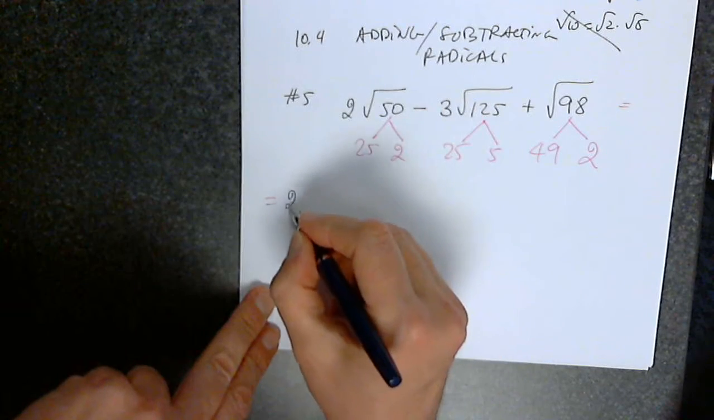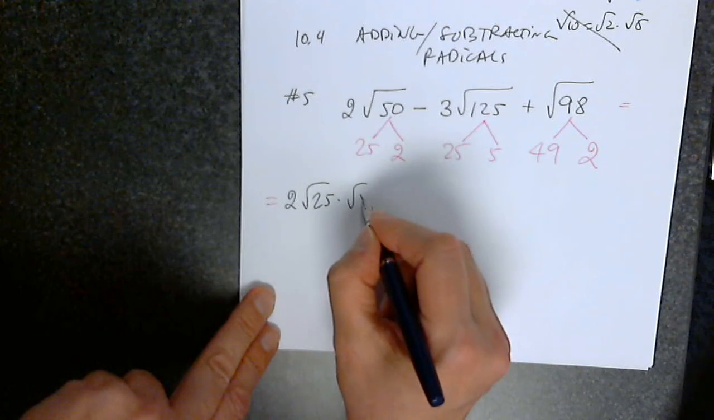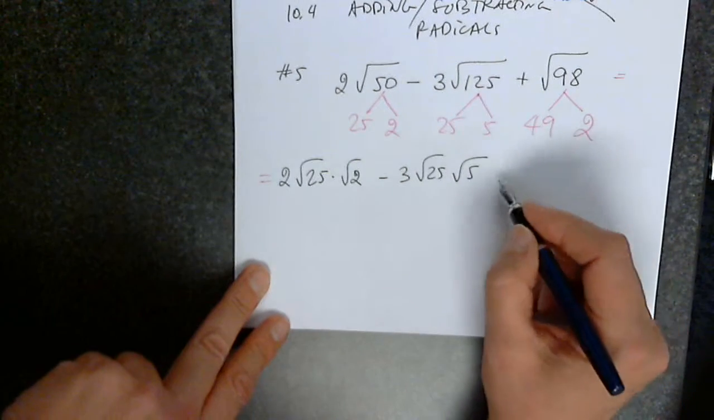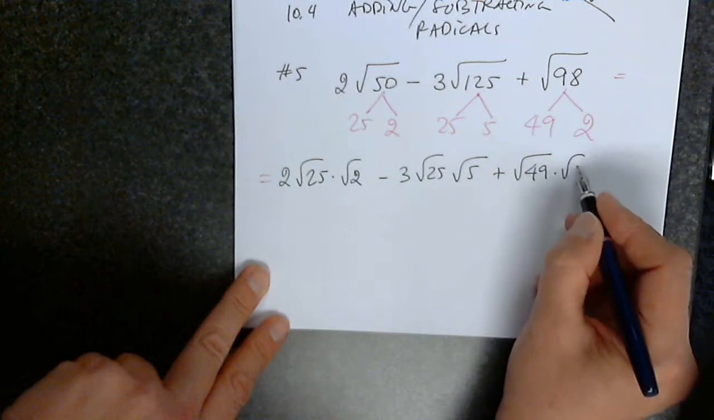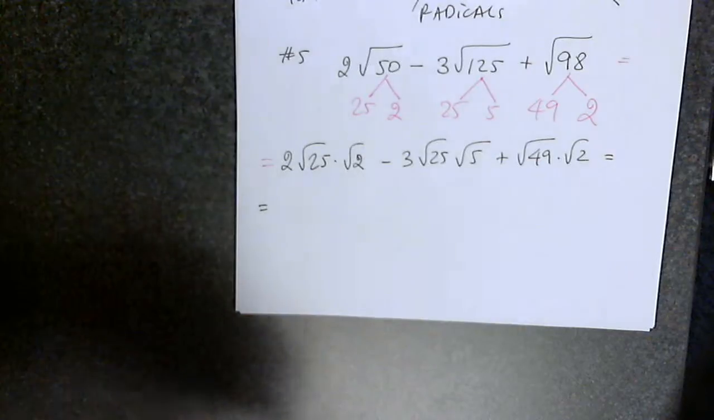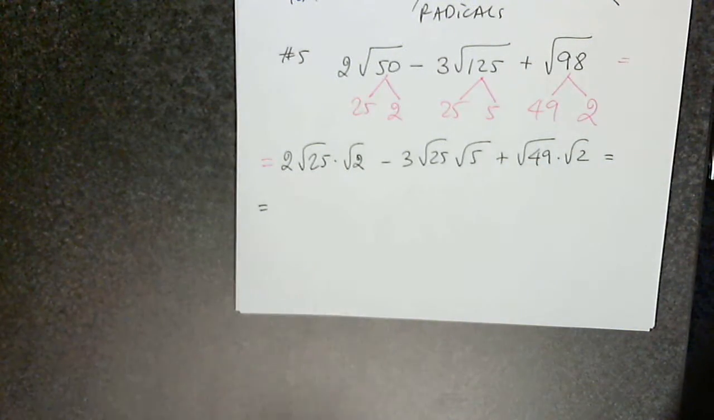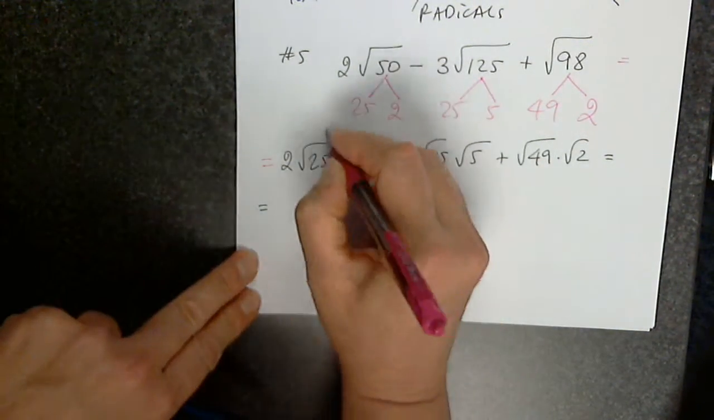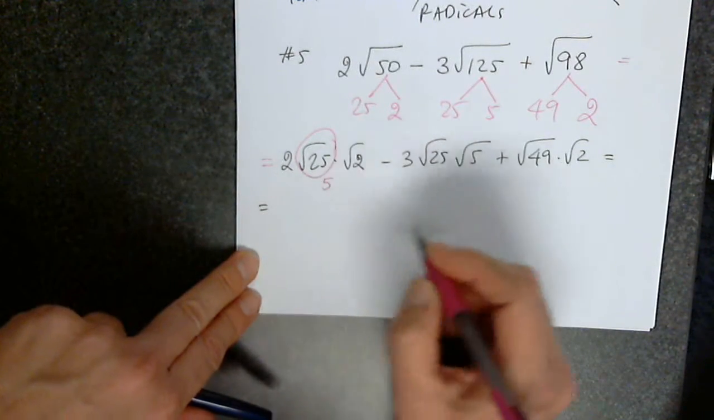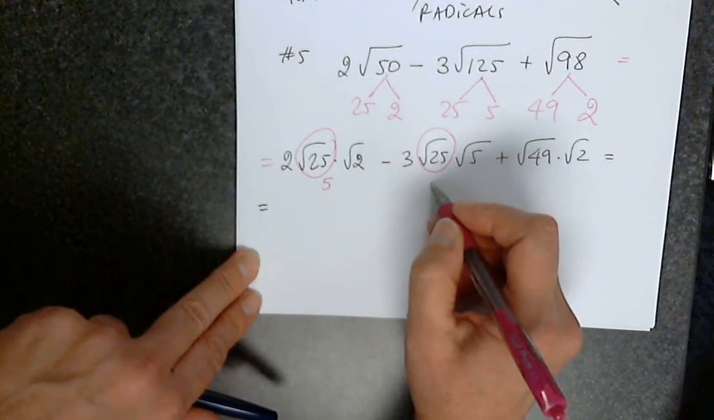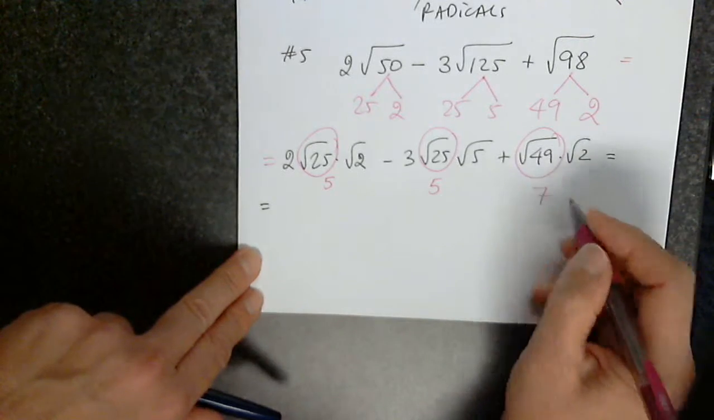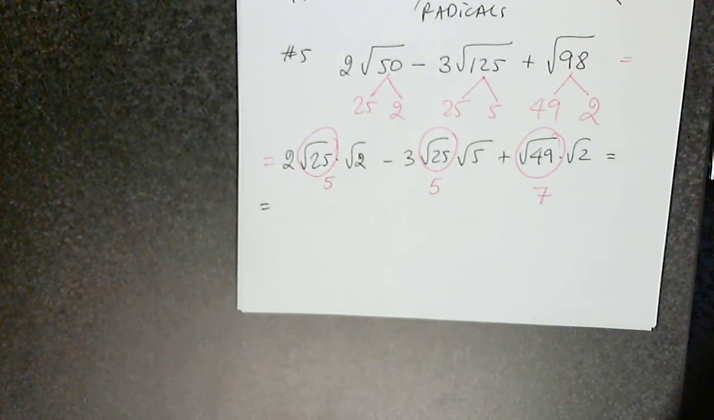So I will write 2 the square root of 25, the square root of 2 minus 3, the square root of 25 times the square root of 5, plus the square root of 49 times the square root of 2. And I know what comes out of the radical. This will come out of the radical, and I get what? Good. This will come out of the radical, and I get. And this will come out of the radical, and I get. Good. So then, careful now.